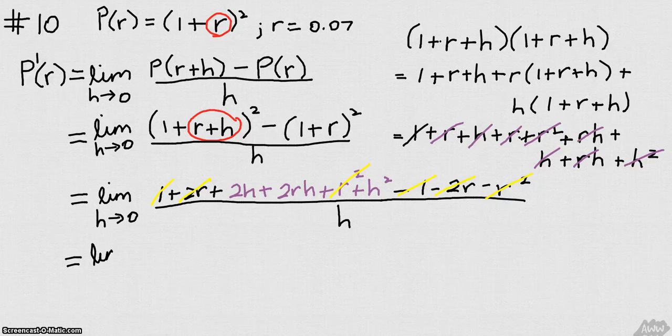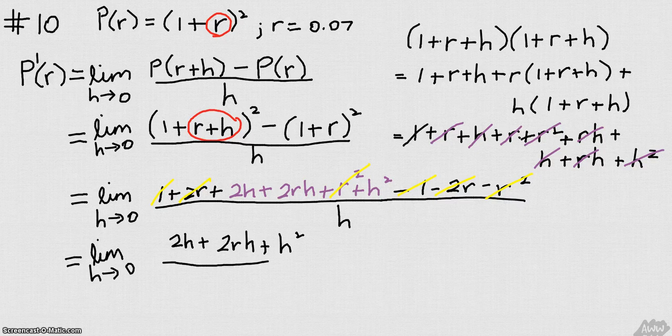the limit as h approaches 0 of 2h plus 2rh plus h squared all over h. Now what do you notice at this point? What is common to every term in the numerator? That's right, an h. So what we want to do is factor out an h.